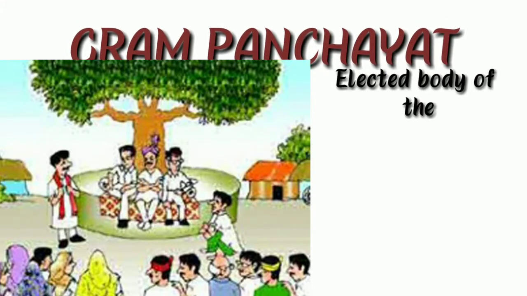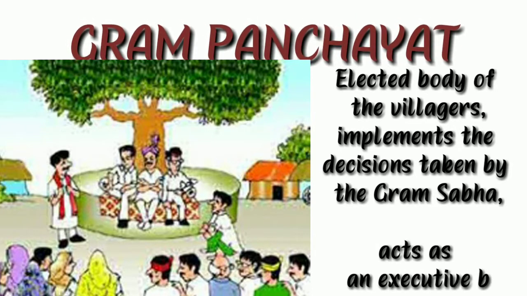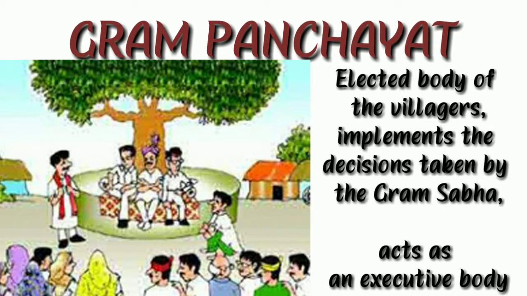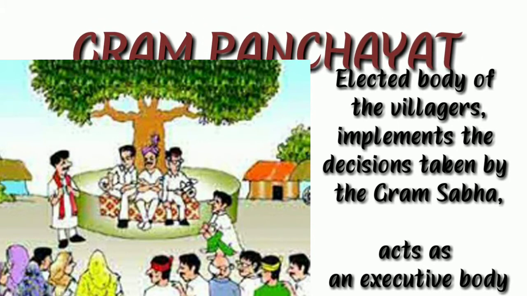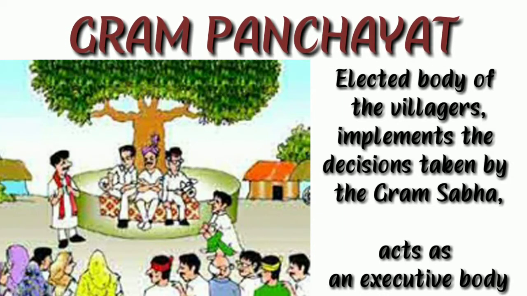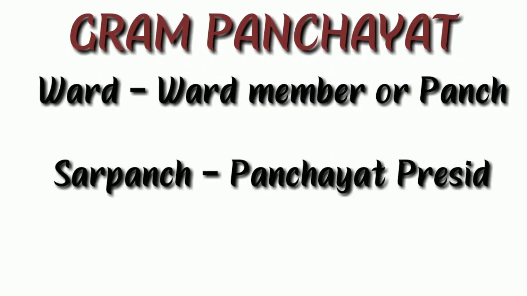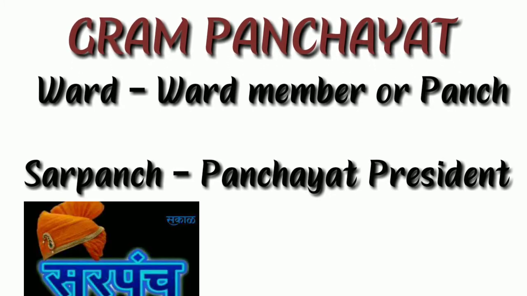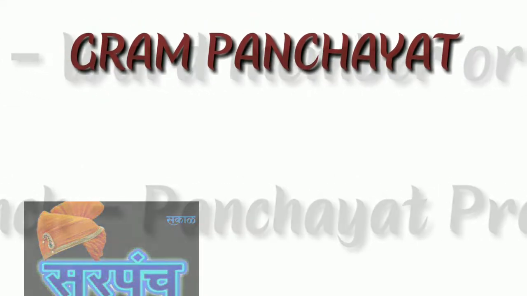Now the next body, Gram Panchayat. The Gram Panchayat is an elected body of the villagers. It implements the decision taken by the Gramsabha. That is, it acts as an executive body of the Panchayat. Every Panchayat is divided into smaller areas called wards. Each ward elects a representative who is known as the ward member or Panch. Also, the members of the Gram Sabha directly elect a Sarpanch who is the Panchayat president.